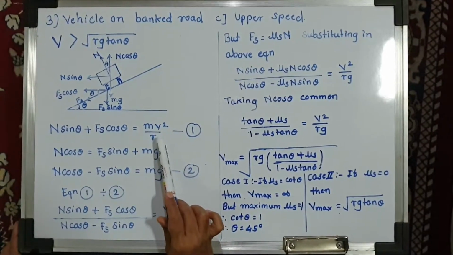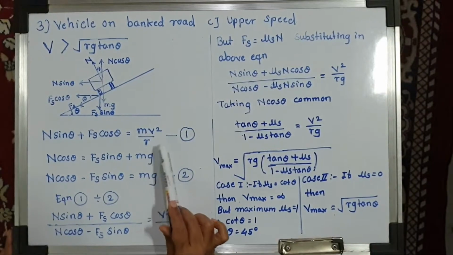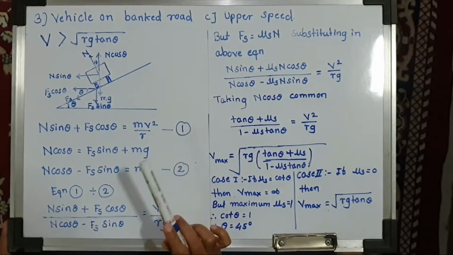So, I am equating it to mv square upon r. This one is equation 1.